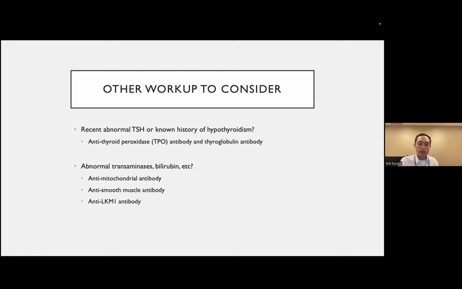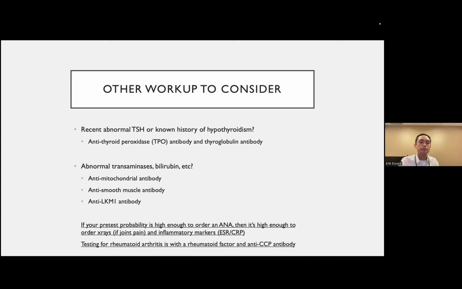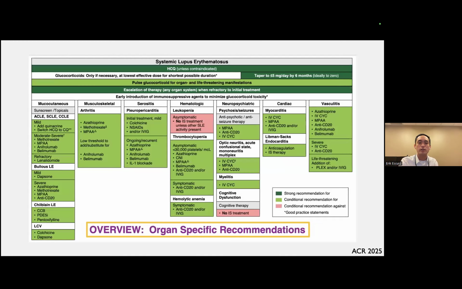And so just again, think about why this ANA is being obtained. Is it because of liver dysfunction? Is it due to thyroid dysfunction? Or is it due to things like kidney dysfunction? Take-home point here too, and I think we addressed this in prior lectures, is that if your pretest probability is high enough to order an ANA for joint pain, then you should be getting x-rays of the affected joints along with inflammatory markers as well. And it's specifically for RA testing for that rheumatoid factor and CCP antibody that we talked about previously.